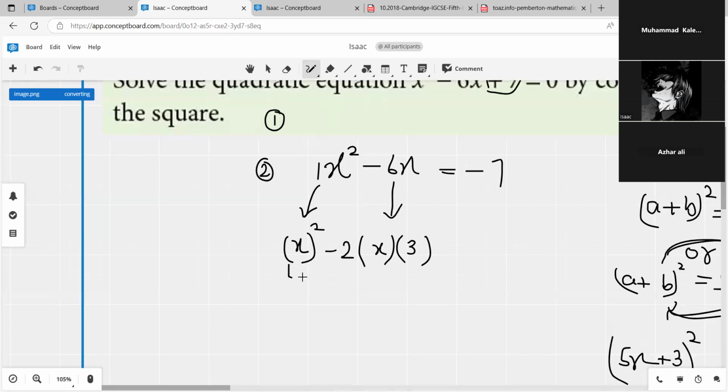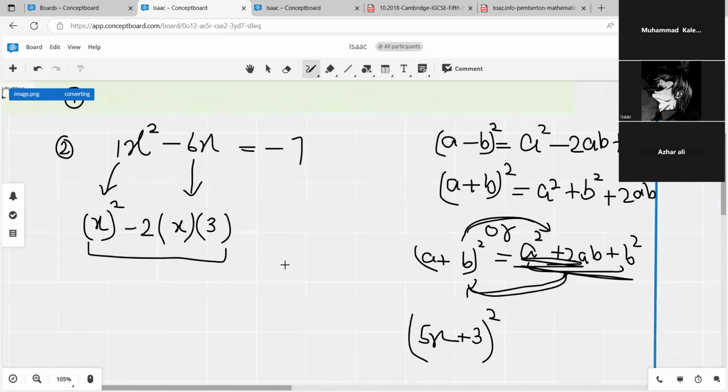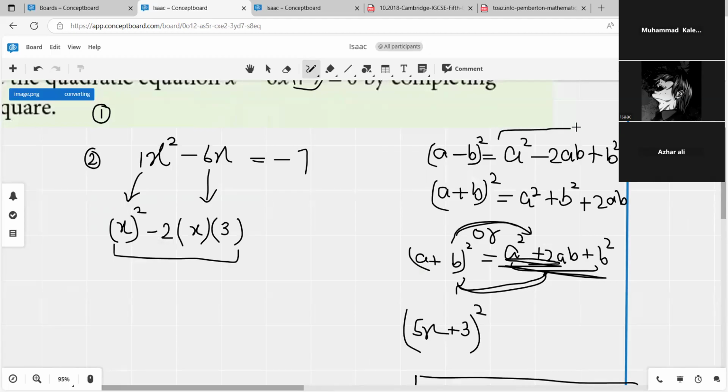Up to this one, we have 2 terms of the formula. We have these two, right? a squared minus 2ab. If we have 3 squared here, then it will be a complete formula, right? Isaac, are you getting it or not? If you are not getting it, please let me know. I'm getting it a little bit. Okay, it's a little bit difficult. Okay, let's continue.